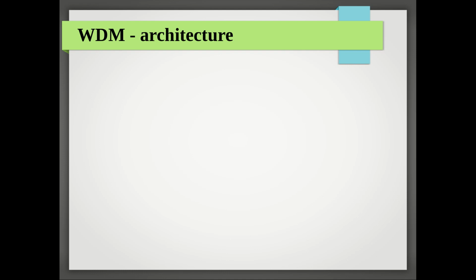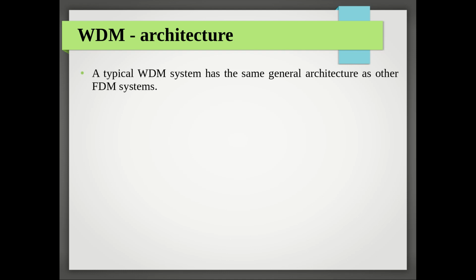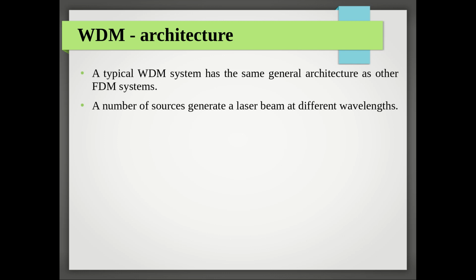The typical architecture of a WDM is exactly like an FDM system. We have already seen the architecture of an FDM, how the multiplexing is done using a filter and how we filter at the receiver side. Similar to that, a typical wavelength division multiplexing system has the same architecture as other FDM systems. A number of sources generate laser beams at different wavelengths.